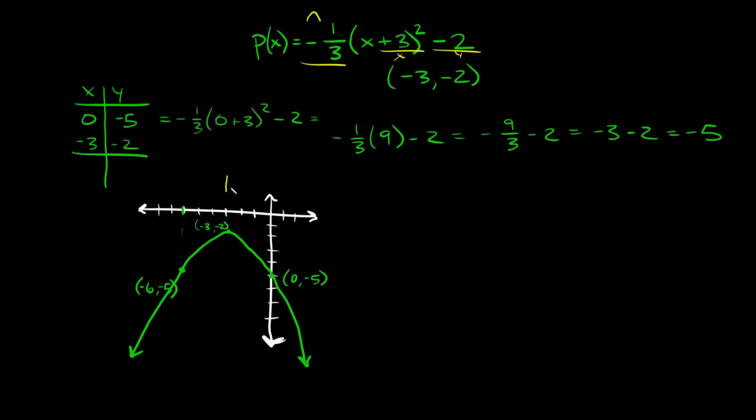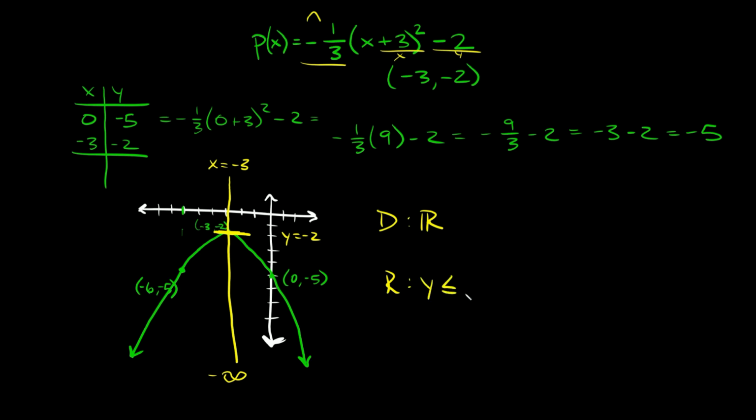Again, the axis of symmetry just runs straight through the vertex. If I can draw a straight line, there we go. So the axis of symmetry is x equals negative 3, right? And then again, the domain and the range. So the domain's always going to be all real numbers. And then the range for this one, well, the top of our parabola is right here, right, at y equals negative 2. So the range goes from negative 2 down towards negative infinity, right? So we can say that the range is all the y values that are less than or equal to negative 2.